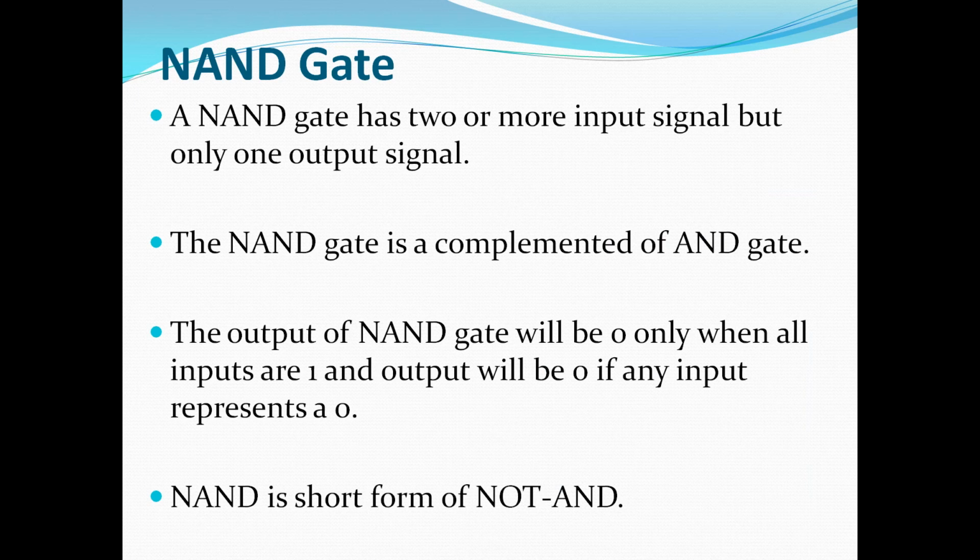We are using the AND gate, then we are going to complement that one. First we will use the AND gate, then we are going to complement the AND gate, then we will get the NAND gate. The output of the NAND gate will be 0 when all the inputs are 1. Whenever all the inputs are 1, then the output will be 0.